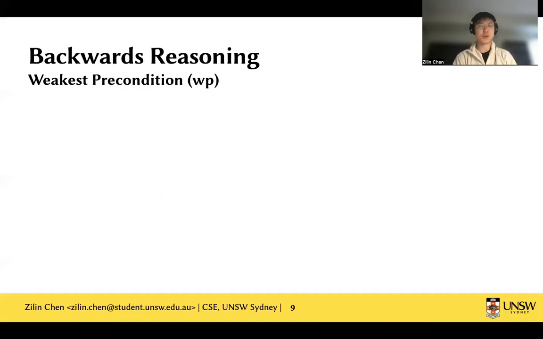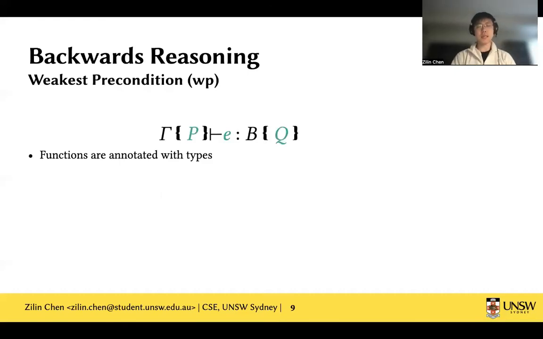Now let's move on to the backward reasoning. When we type check a program with refinement types, we require in our setting, all the functions are annotated with types, and they are the only places where annotations are required. The type checking is split into two stages. The first stage is about the simply typed portion of the language, and the second stage deals with refinement.